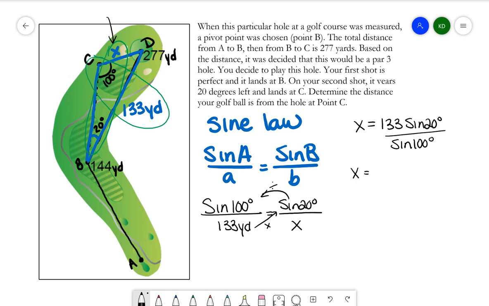What I get for an answer here is 46.1904. It doesn't ask us to round here, but this is going to be in yards. So for our last shot to get to the hole, we would have to shoot 46.19 yards. Let's try one more example.